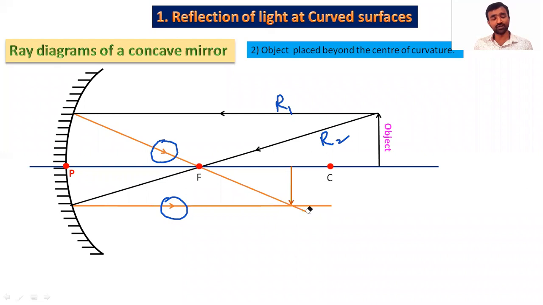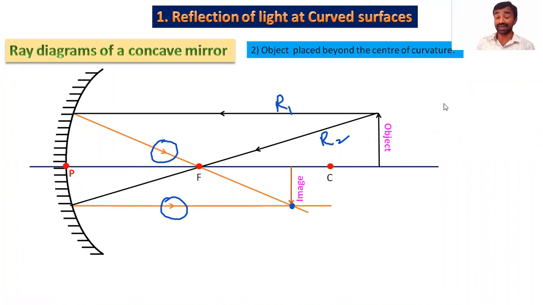Why I showed it downward? Because it is obtained below the principal axis that I am showing. So now look at your image. Where is the image? Below the principal axis or above the principal axis? Below the principal axis, right. Below the principal axis, your image is formed.